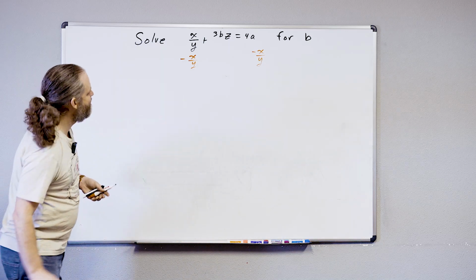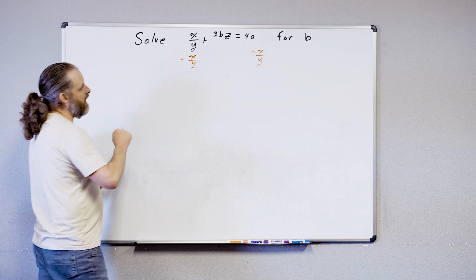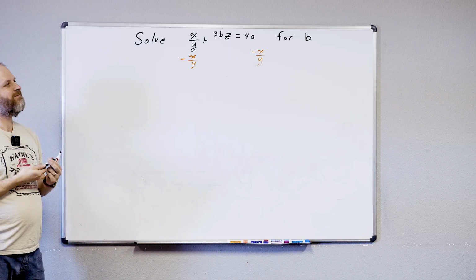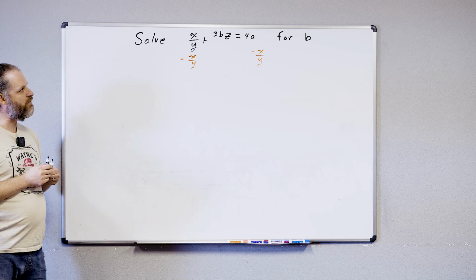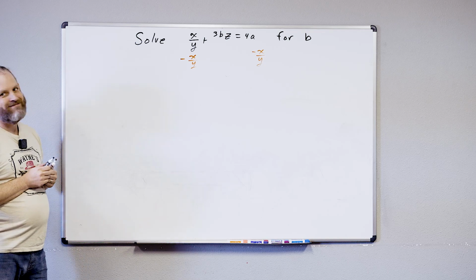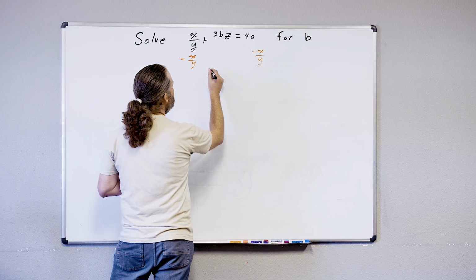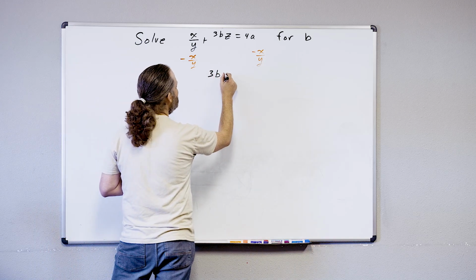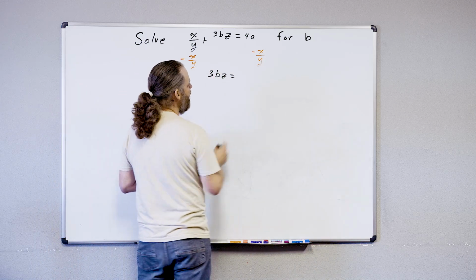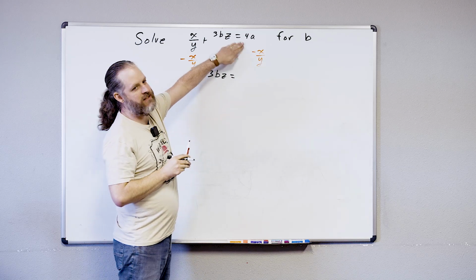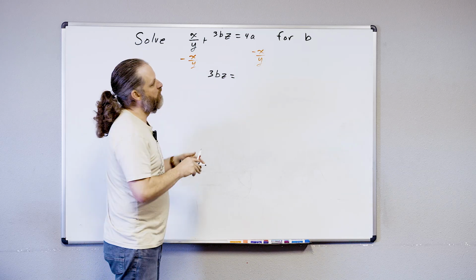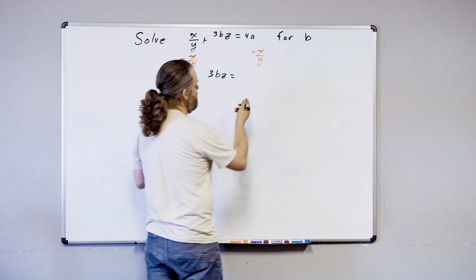Okay. So when I do that, what's left on the left side? Nothing. What do you mean nothing? 3BZ, yeah. That's what's left. Yeah, totally. And on the right now, are these like terms? Yes or no? No. So we can't smoosh them together. We just got to write them out.